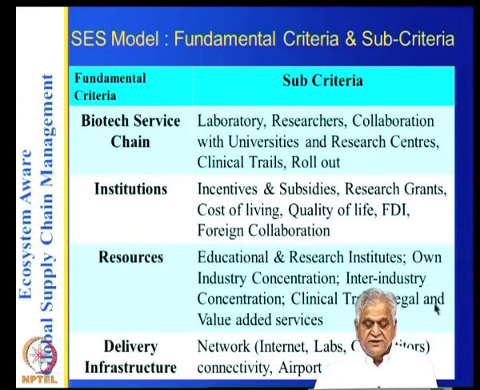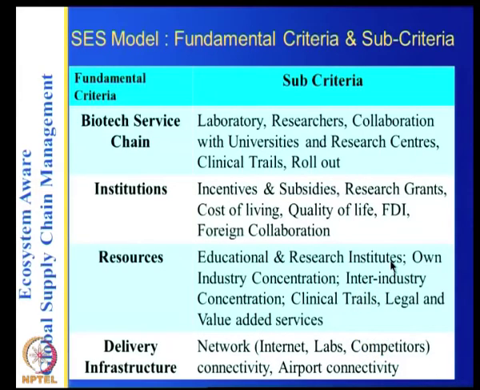And of course, the resources are the education and research institutes, and industry concentration. If you are talking about the biotech industry, then there is own-industry concentration and inter-industry concentration. Do you have a biotech industry? Do you have a related pharmaceutical industry? Do you have a food processing industry? Some of these are related with the same kind of issues, along with clinical trials, legal and value-added services, and so on. Finally, you have delivery infrastructure, which is information delivery, meaning internet, lab connections, and so on, and airport connectivity for people to travel.